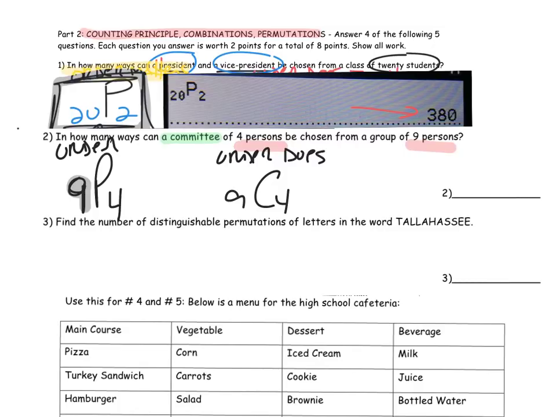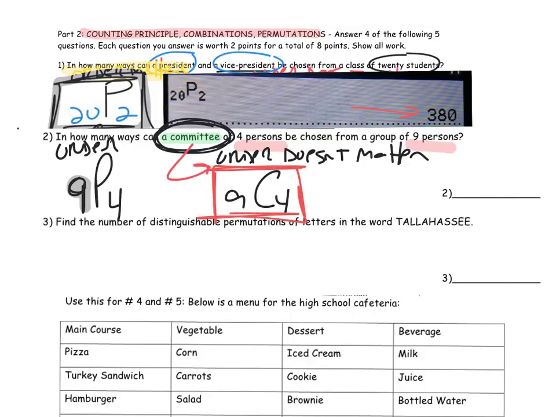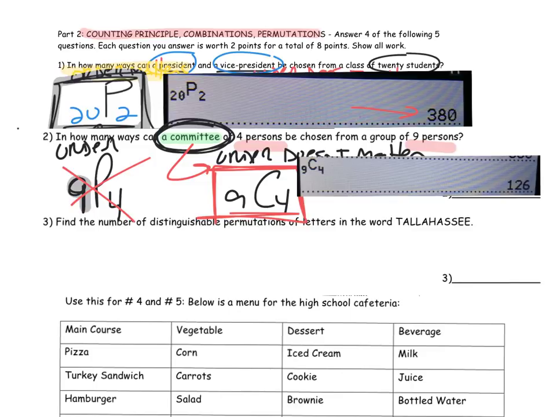And one of the key words we discussed in class is the word committee. When you have committees, we talked about the fact that it's always a combination. The order doesn't matter. So to do this one, we're going to do 9C4 on our calculator. Or in this case, 126 different ways.